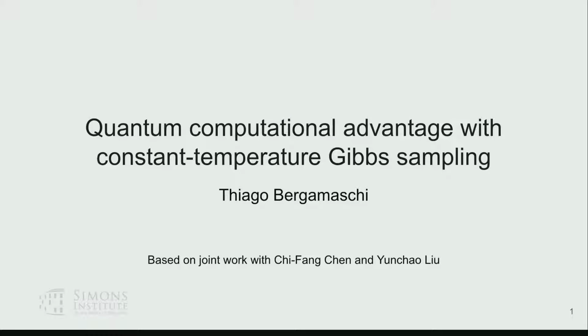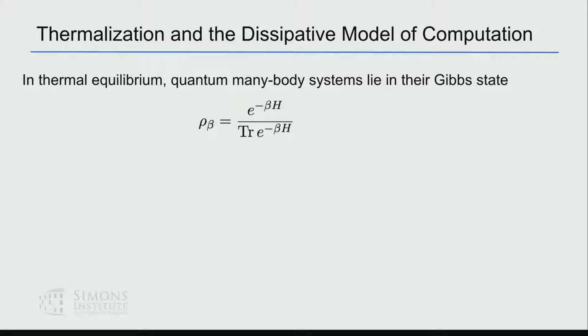Great, so today I'll be talking about our upcoming work titled Quantum Advantage with Constant Temperature Gibbs Sampling. This is joint work with wonderful collaborators, Anthony and Thiago. So broadly speaking, our work is about the complexity of Gibbs sampling. In thermal equilibrium, quantum many-body systems are expected to lie in their Gibbs state. The process in which a thermal system converges to its Gibbs state is known as thermalization.